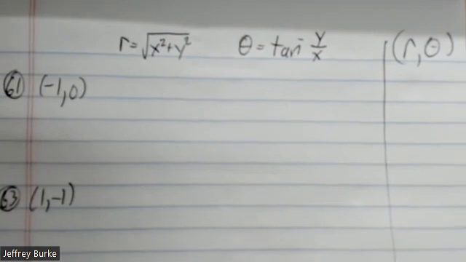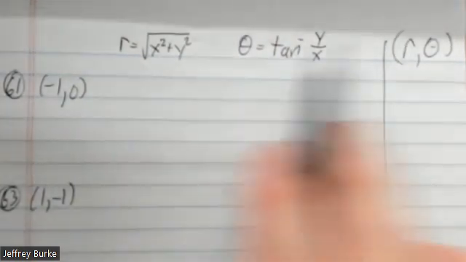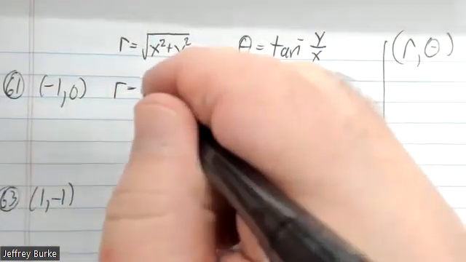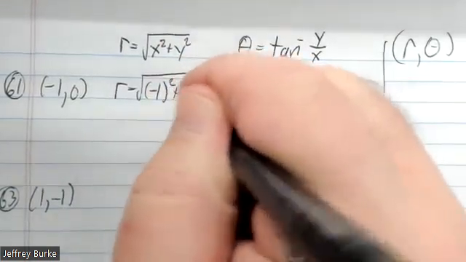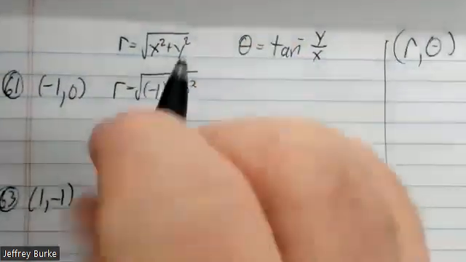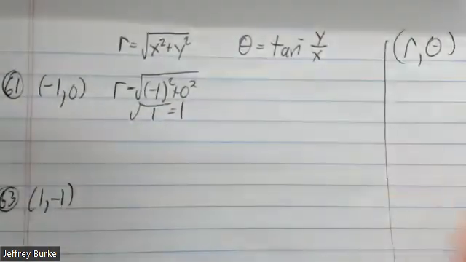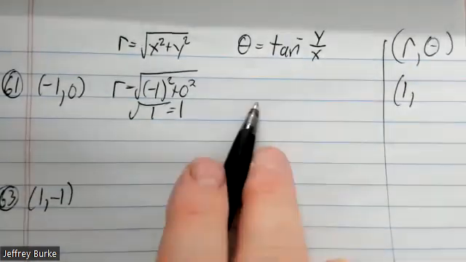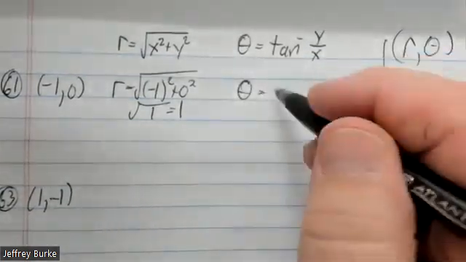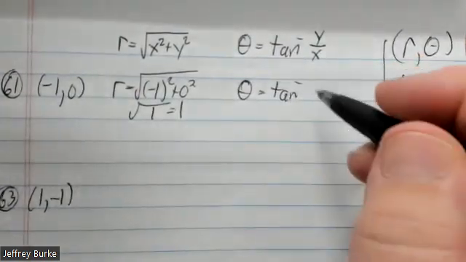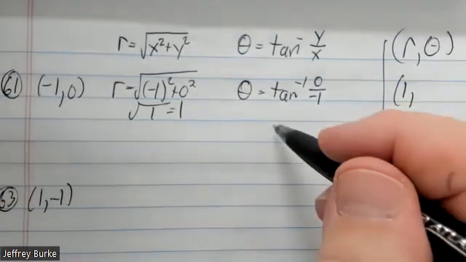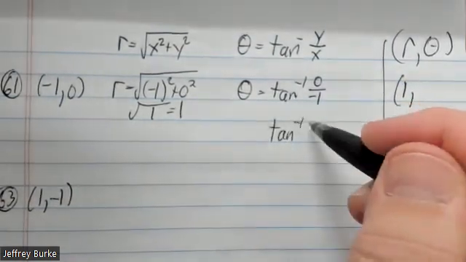All right, so this time we're going to use these formulas to get the R for here and the theta for here. We're just going to follow along in quick succession. So R is equal to the square root of -1 squared plus 0 squared. That gives me the square root of 1, which is equal to 1. So that's my radius part. Then theta equals the inverse tangent of y over x, that's 0 over -1. We're just going to get the inverse tangent of 0.